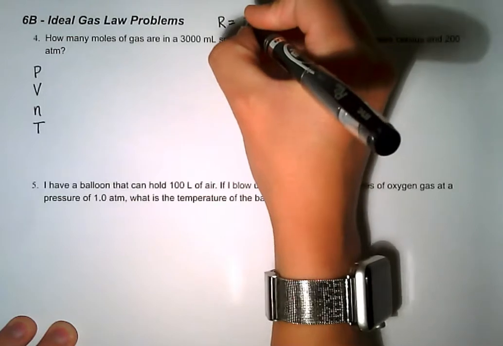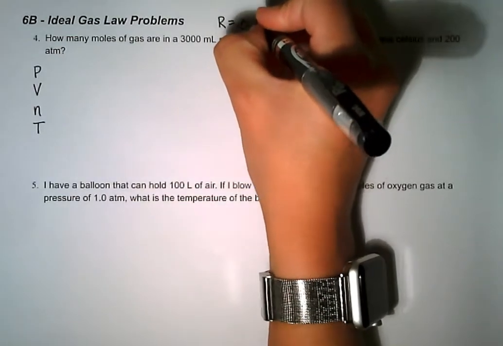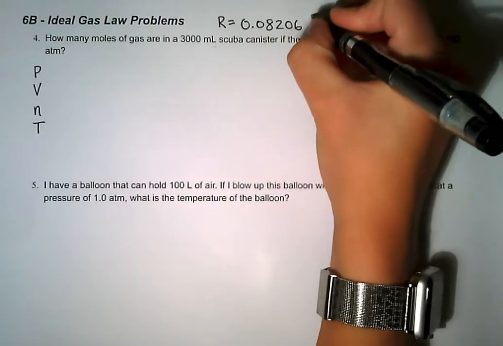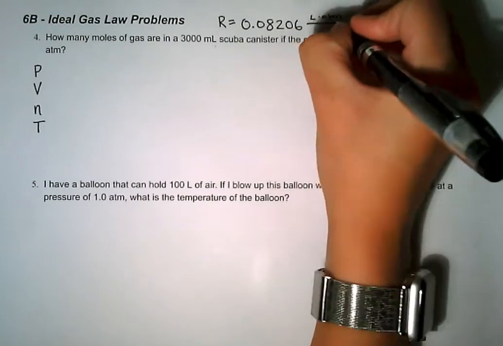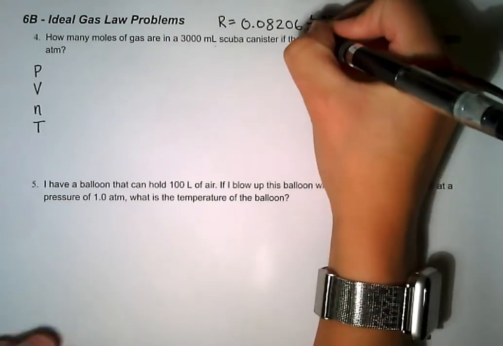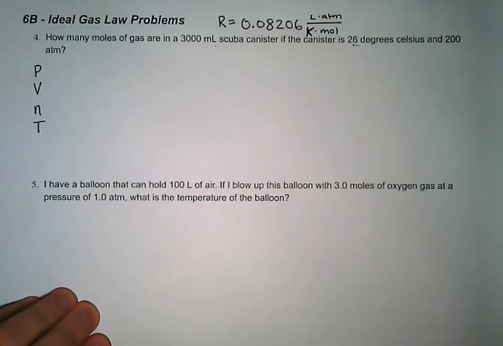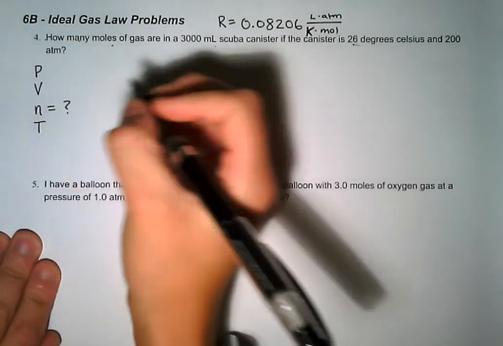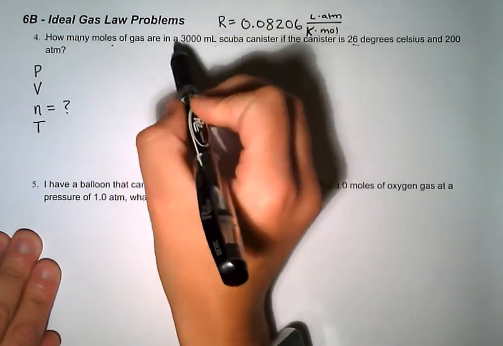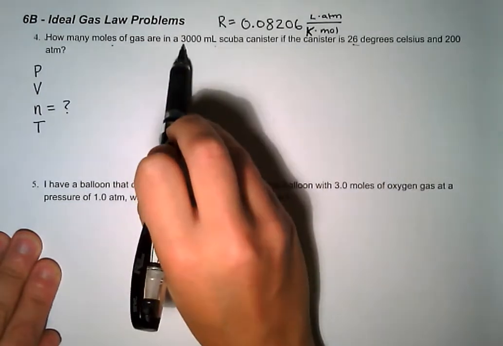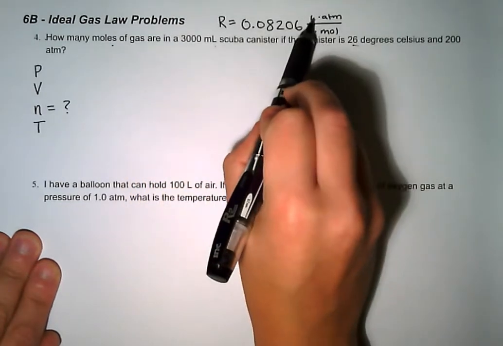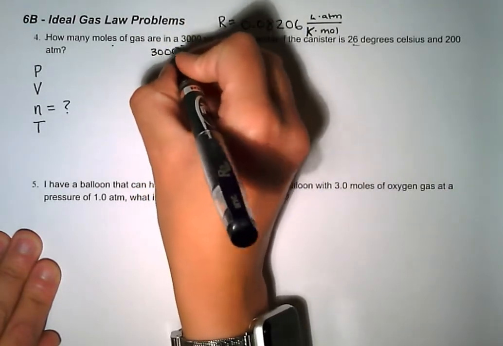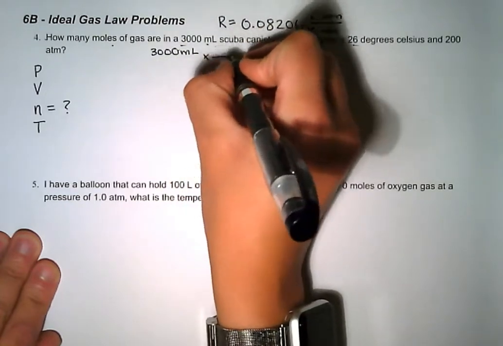R is equal to 0.08206, and then the units are liters times ATM over Kelvin times mole. So I'll write that up there so we have that as a reference for ourselves. So it says how many moles. So we are looking for n, number of moles, are in a 3,000 milliliter scuba canister. So we need the units for our volume to be in liters. So let's go ahead and convert 3,000 milliliters to liters. So 3,000 milliliters, we'll use a little dimensional analysis here.